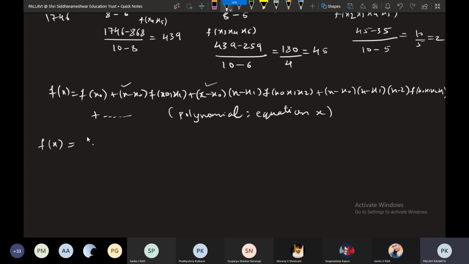What is the first value? 10. So write down 10 plus (x minus x naught) into the first difference, which is how much? 43. Plus (x minus x naught)(x minus x1), x1 is how much? 4. Into what is the next difference? 19 plus (x minus 2)(x minus 4), then x minus what is the next value?